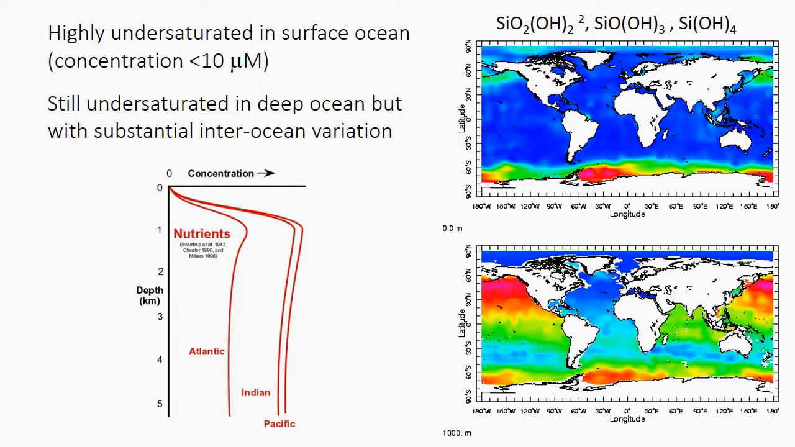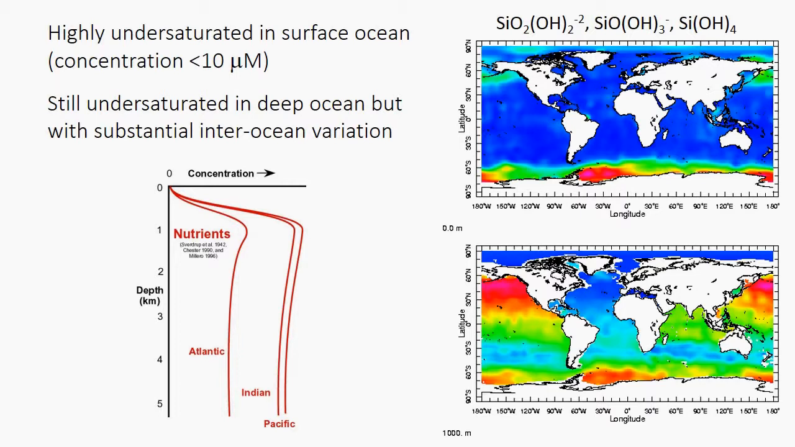Like other nutrient elements, silica is more concentrated in the deep ocean, although it's still undersaturated there, and there's also a lot of interocean variation. The lower map shows silica concentrations at 1,000 meters depth. You can see there how it's still pretty low in the Atlantic, especially the North Atlantic, but it's increasing towards higher levels in the Pacific and especially the North Pacific.